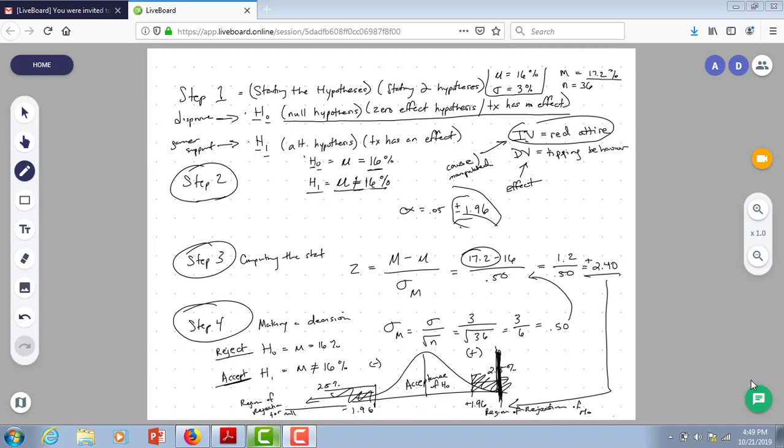Now keep in mind in making a decision, if you reject the null hypothesis, that means by default you are accepting the research hypothesis. If you accept the null hypothesis, that means that you are rejecting the research hypothesis. Keep that in mind, okay? So when you make a decision for the null hypothesis, in a way, you're already making a decision for the research hypothesis.